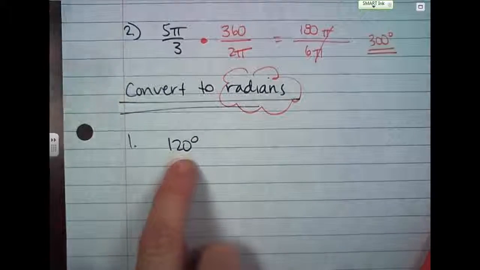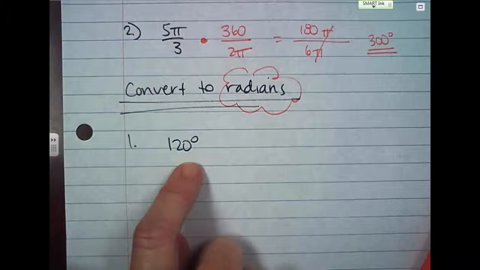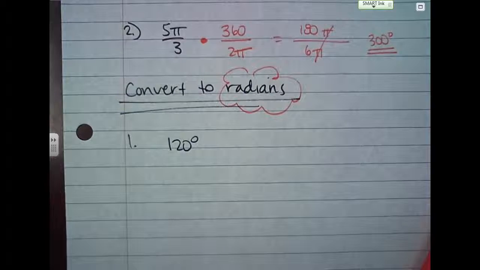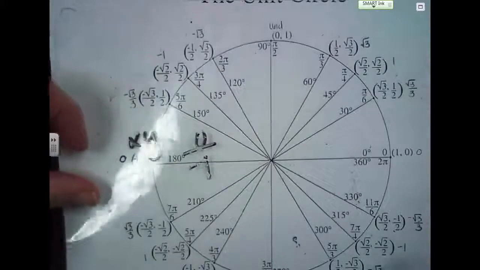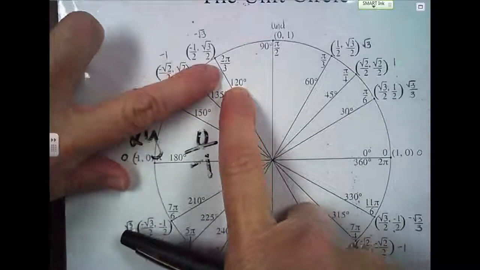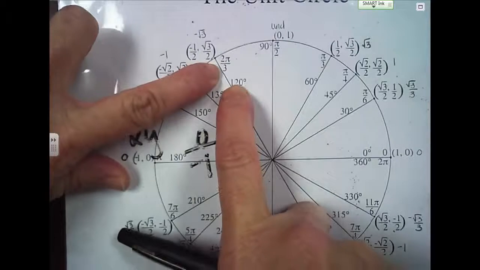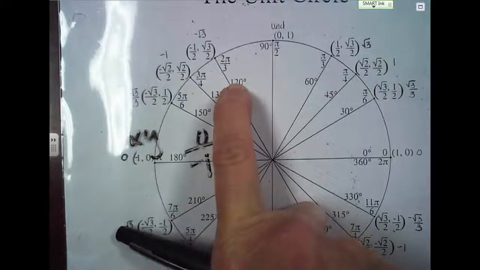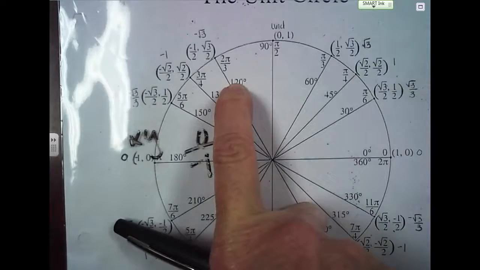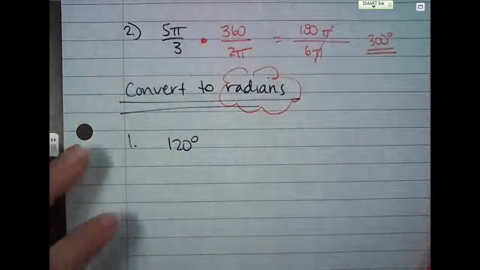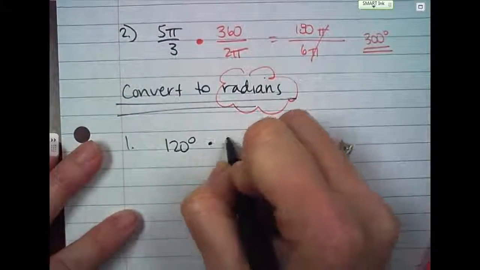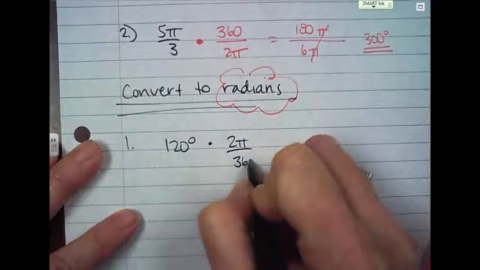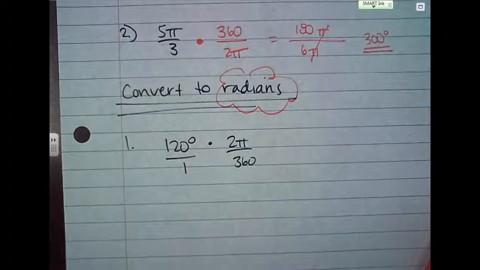Now guys, 120 is on the unit circle. If you look at your unit circle, here's 120 degrees. How many radians is it, guys? 2 pi over 3. But when I'm giving you these problems, they won't all be pretty like that. So if I want to convert to radians, I put radians on top. That's what I was trying to show you. So put 120 over 1.